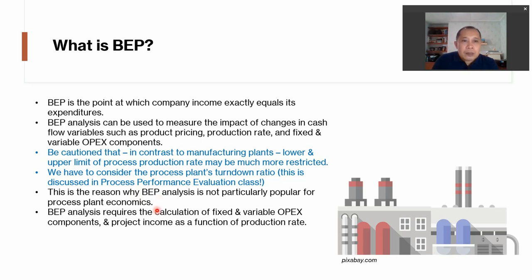Okay? So BEP analysis requires the calculation of fixed and variable OPEX components and project income as a function of production rate. Underline this one here, so you have to know these variables as a function of production rate. And you have to know the lower limit and the upper limit of the production rate as dictated by your process design.